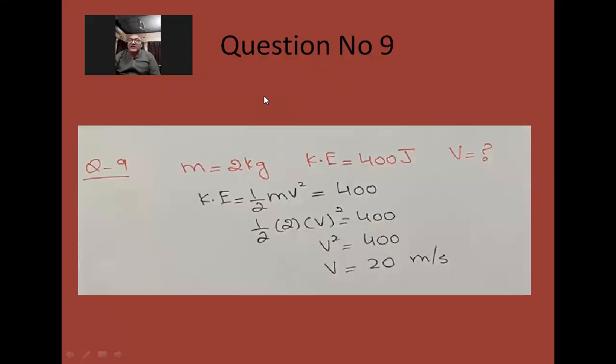So the mass is 2 kg, the kinetic energy is 400 joules, and the velocity or the speed is the question. We know the formula for the kinetic energy is 1/2 mv square. So 1/2 into 2 into v square equals 400. The 400 joules kinetic energy is already given. So I will make v square alone. 2 and 2 will be cancelled. So you will have v square equals 400. So we will take the square root on both sides. So v will be 20 meter per second. 20 meter per second.